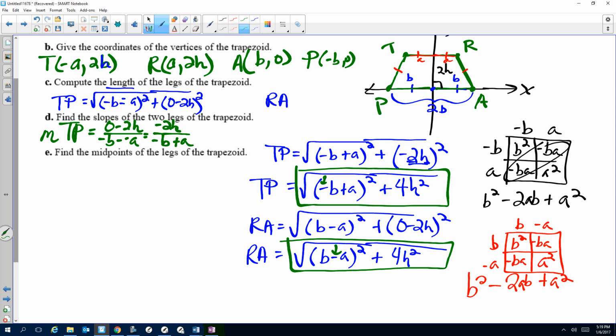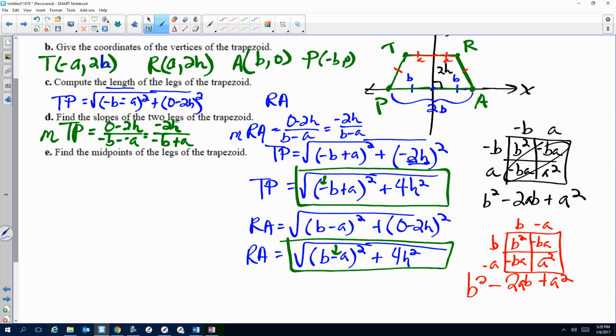Now, about a negative divided by a negative, we could say if we factor the negative 1 out, then yeah. But let's just check the ratio. Let's just see if we get the same one. So then we're going to do the same thing for the slope of RA. Change in y over change in x, that's delta y over delta x. We have 0 minus 2h. Ooh, that looks familiar. And then we have b minus a. Oh, we just talked about that. So we got negative 2h over b minus a.